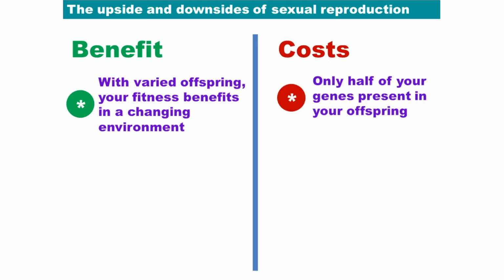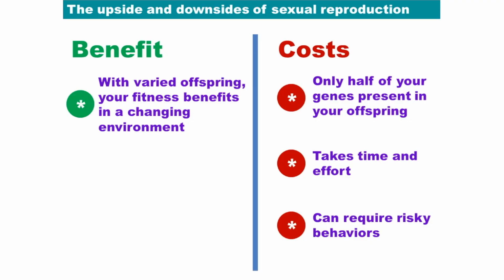But you've got some downsides. There are some really important ones. Only half of your genes are present in your offspring. You inherited something from your dad, something from your mom, for every single gene. And yet, when you create the offspring, you only get to put one or the other of those in. So only half of your genetic material is going there.